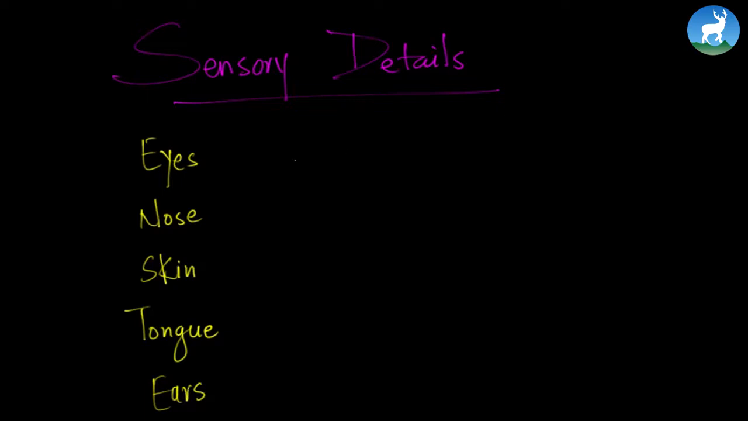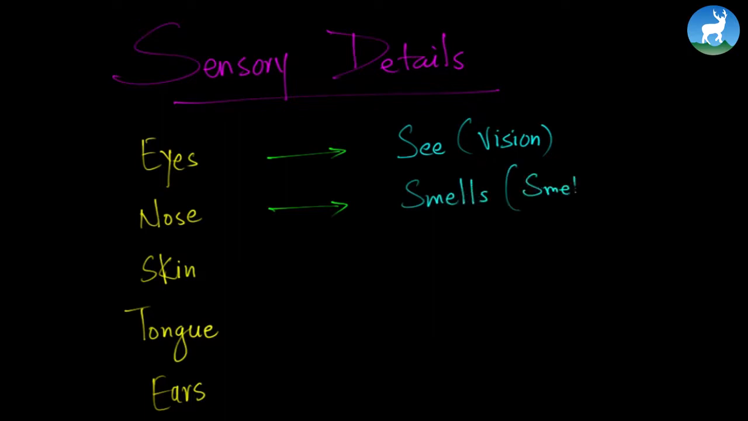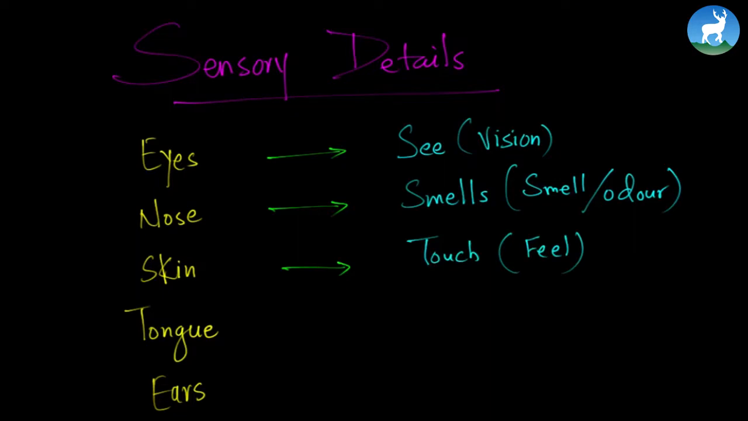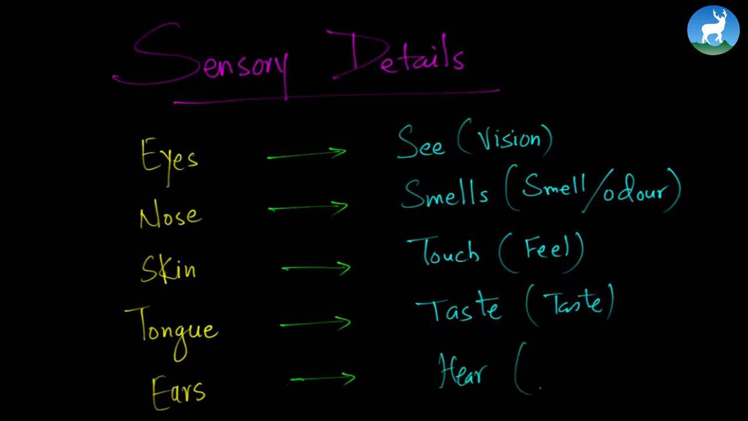Starting from eyes. What do eyes do? Eyes see. So this is about vision. What does the nose do? The nose smells. So it is about the smell, or the odor. What does skin do? Skin feels. Touch. Let's say touch, feel. What does the tongue do? Taste. Finally, what does the ear do? Hear different kinds of sounds. So perception, sound, auditory responses.